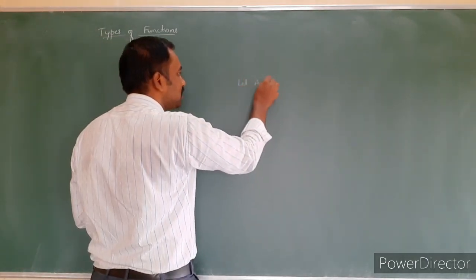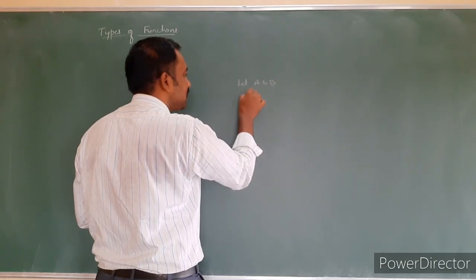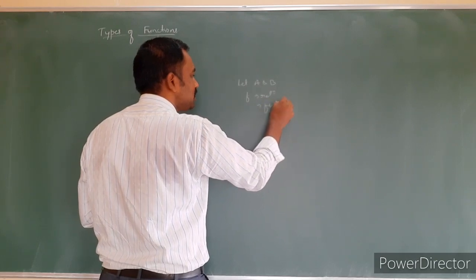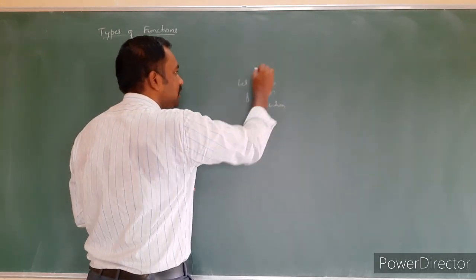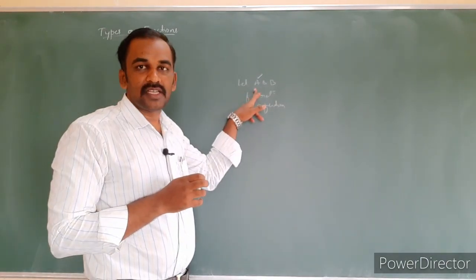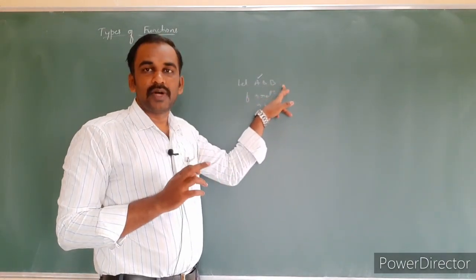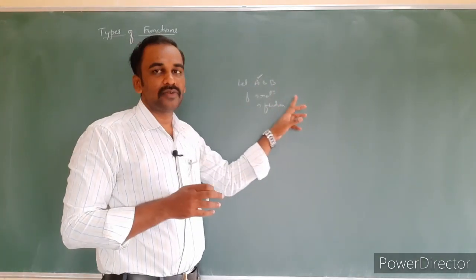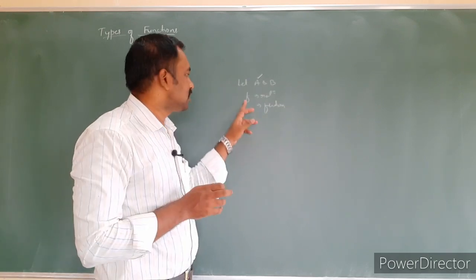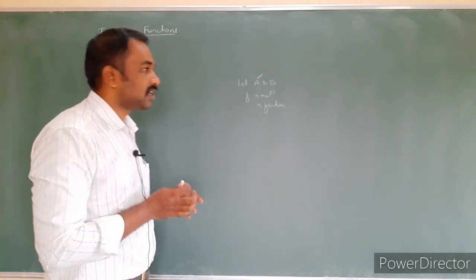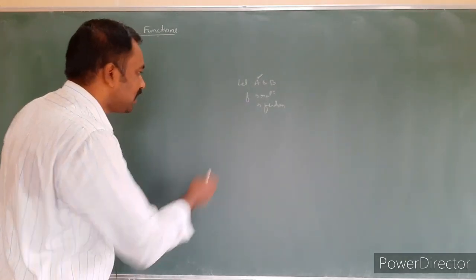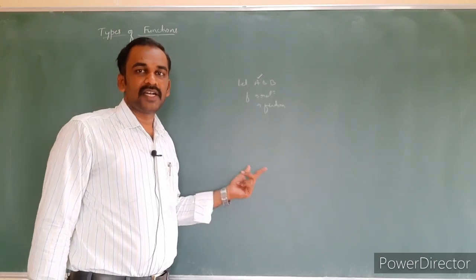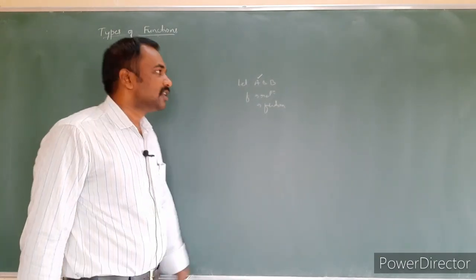Let A and B be any two non-empty sets and f a relation. This relation is said to be a function whenever every element of the set A has one and only one image in the set B. Then this relation becomes a function. This is the definition we know. To recognize whether a given relation is a function or not, we have taken arrow diagrams as well as the roster form of the relation.